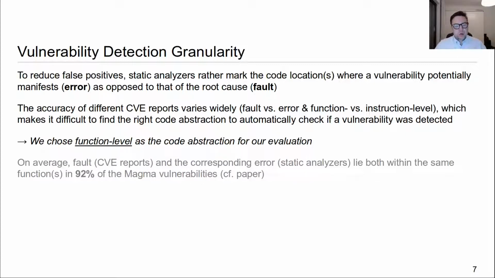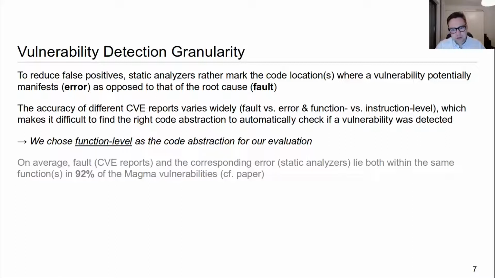And here we need to check what is provided by our ground truth and what is actually flagged by our static analyzers. And here we found out that in order to reduce false positives, static analyzers tend to mark rather the error location, so where it manifests. In our benchmark dataset that is based on CVEs, we however noticed that most of these vulnerabilities are specified as fault, so the root cause.